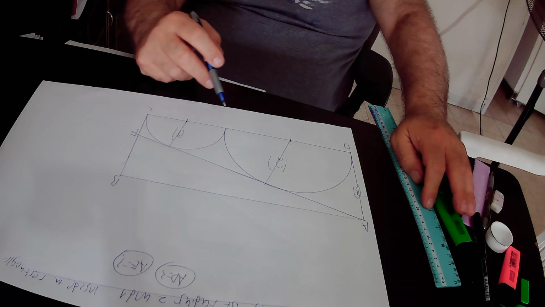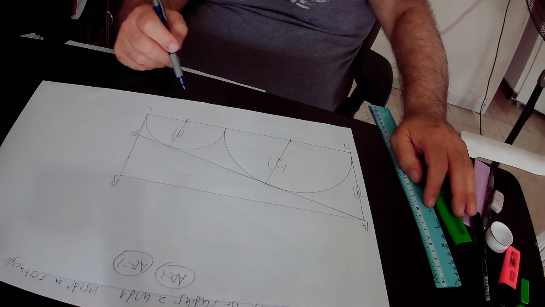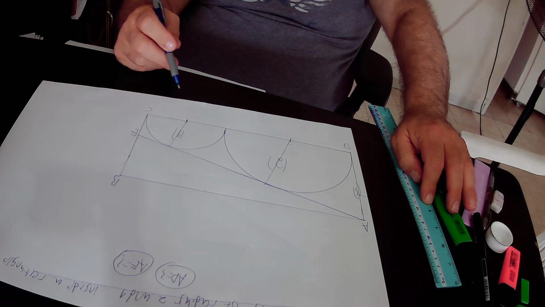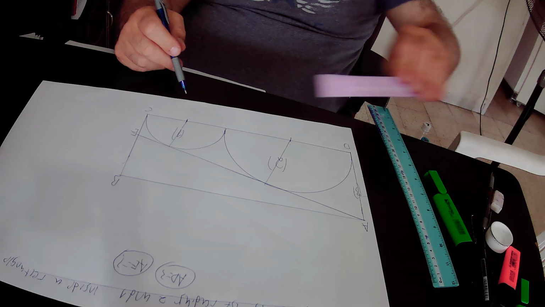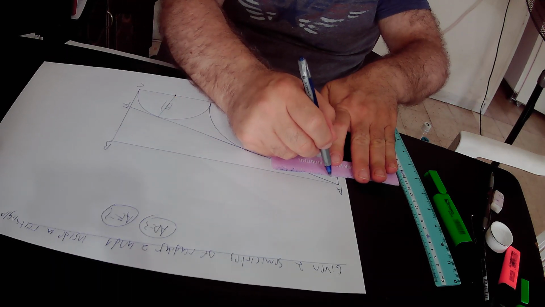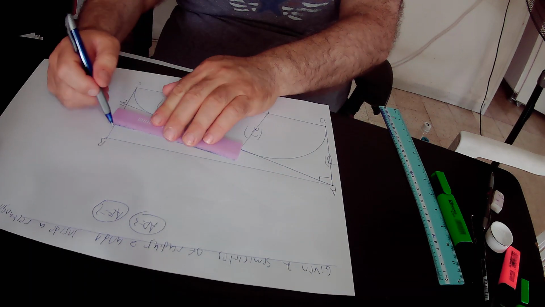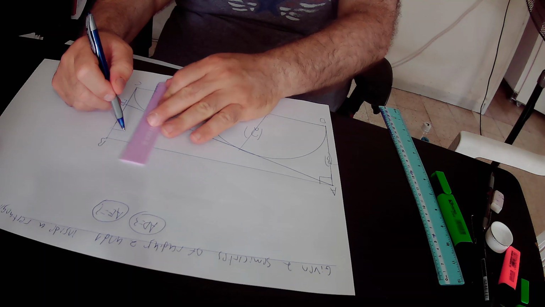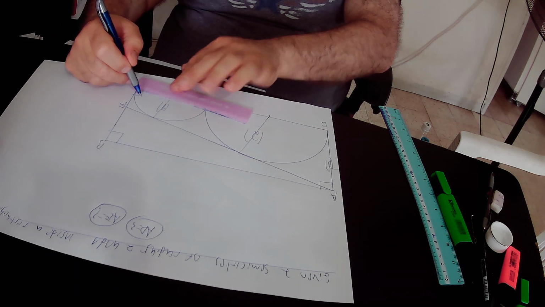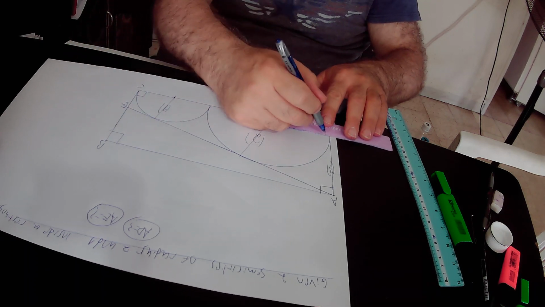We know that ABCD is a rectangle, and therefore all the angles inside this rectangle, or inside any rectangle, are right angles. So this is a right angle. This is also a right angle. This is a right angle. And this is also a right angle.